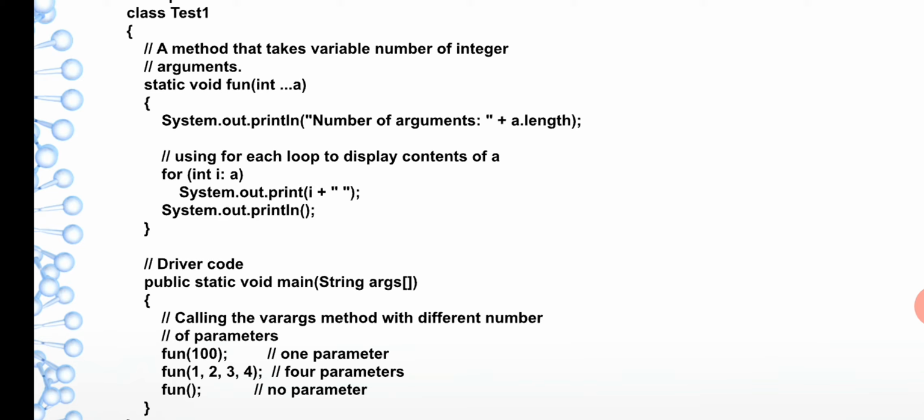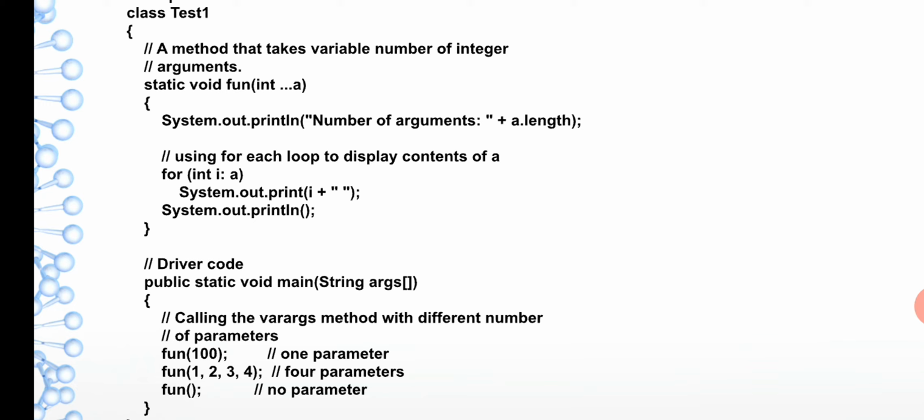Whatever the value of a of 0 will sit in i for the first iteration, a of 1 will sit in i for the second iteration, a of 2 will sit in i for the third iteration, and so on. The loop goes on like this until you reach the last index of the array. Instead of two separate lines, you would have used only one line: System.out.println followed by i plus double quotes. That's it. So this will finish the class Test1.